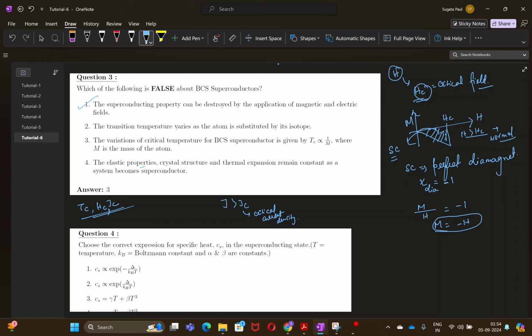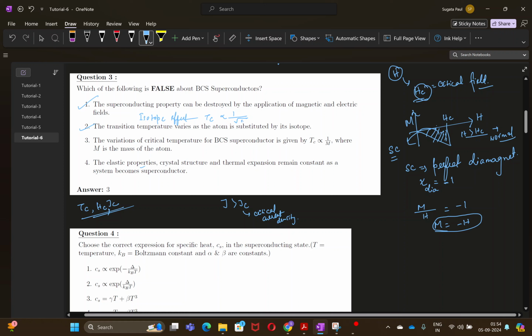The second option is that the transition temperature varies as the atom is substituted by its isotope. This is also true because this is the isotope effect: your superconducting transition temperature Tc goes like 1 by root over m, where m is the isotopic mass. So this is obviously dependent on the isotopic mass. So this is also true.